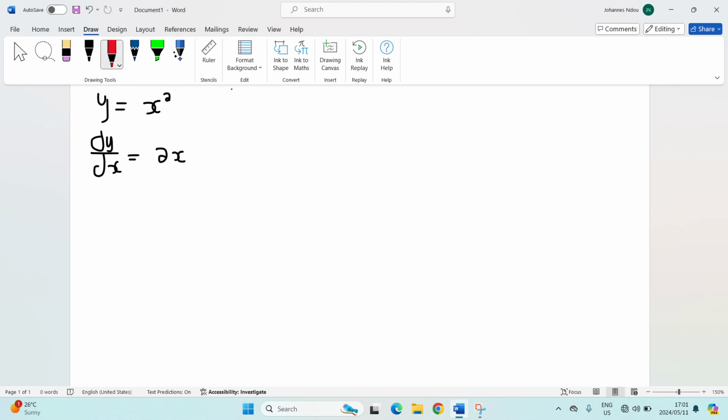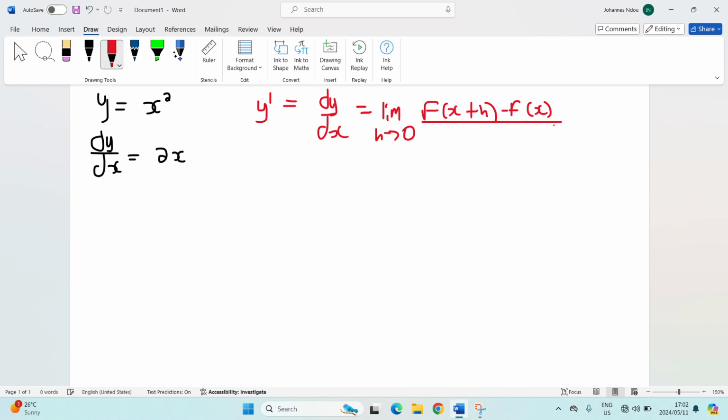Now, we can use something called the first principle to find the derivative of a function. So now, the derivative of function y prime is the same as dy over dx, and the same as the limit as h approaches 0 of f of x plus h minus f of x divided by h. So now this part which you see here is what we call the first principles. So it's equivalent to finding the derivative of function. So now we're going to use this formula to calculate the derivative of function.